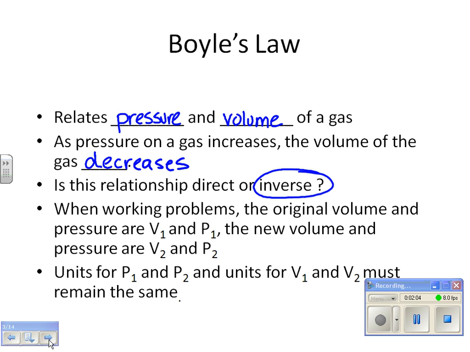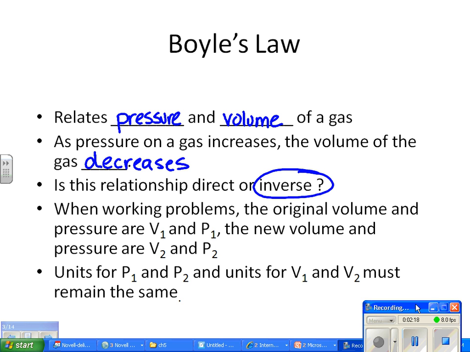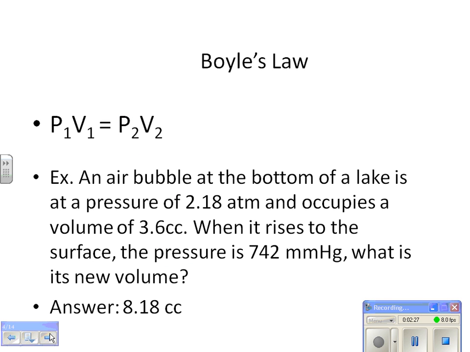Now, in working problems, the original volume and pressure will be listed as V1 and P1, and the new volume and pressure will be listed as V2 and P2. Remember that the units for P1 and P2 must stay the same, and the units for V1 and V2 must stay the same. We're going to write our givens and our unknowns for every problem. Here's our first example with Boyle's law. There's the formula: P1 V1 equals P2 V2. There's the problem.